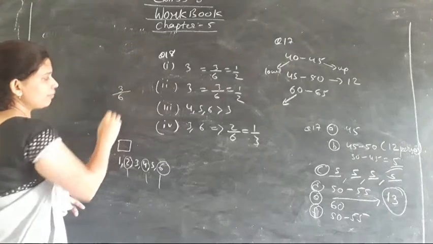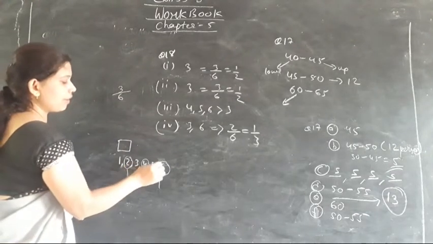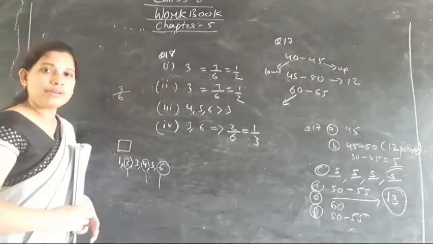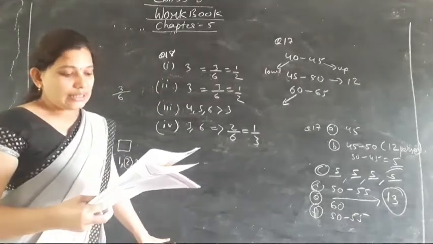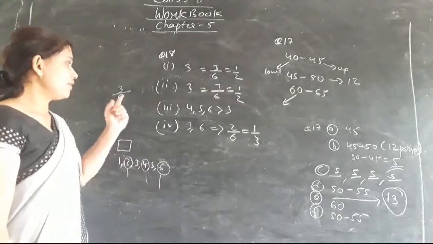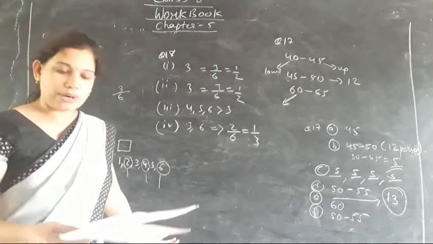And the total number of numbers is how many? 1, 2, 3, 4, 5, 6. There are 6 numbers in it, so that will be divided. So the answer will be 1 by 2. Similarly, it is asked for the odd number. So odd numbers are 1, 3, 5, that is 3. So that is again 3 by 6. So the answer will be 1 by 2 itself.